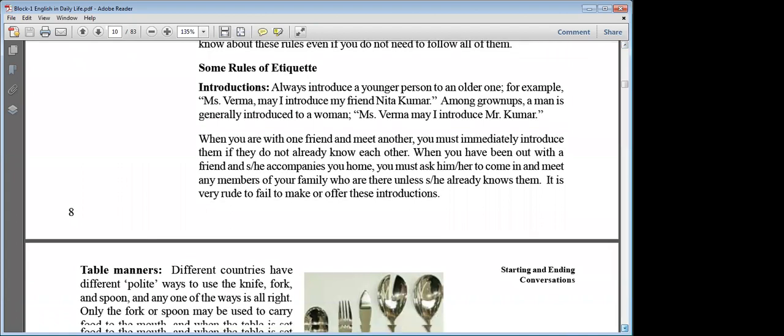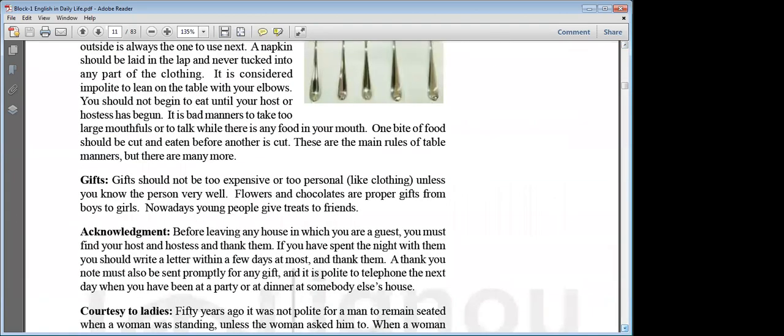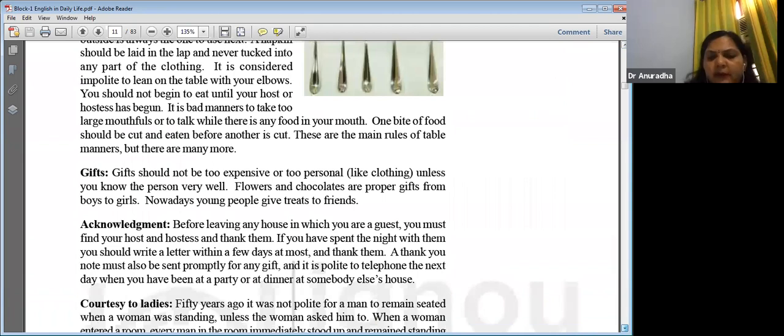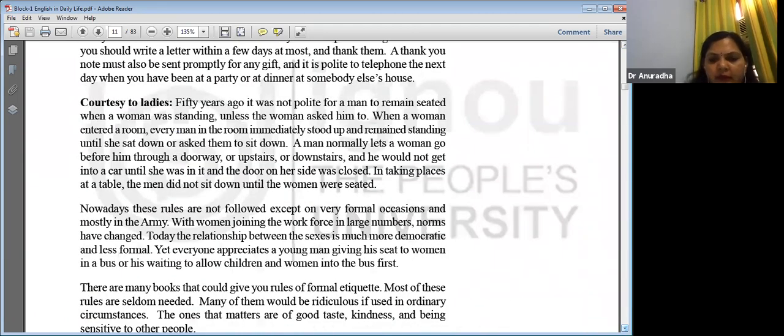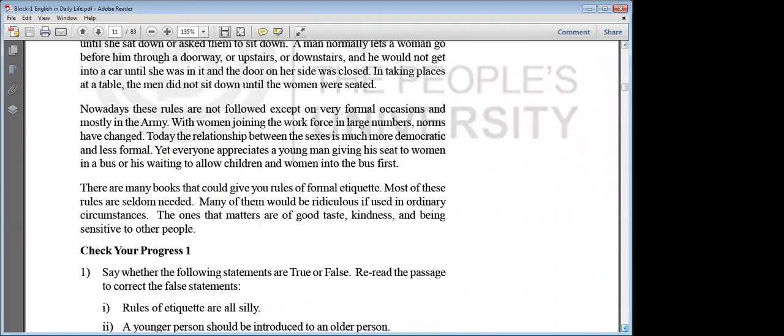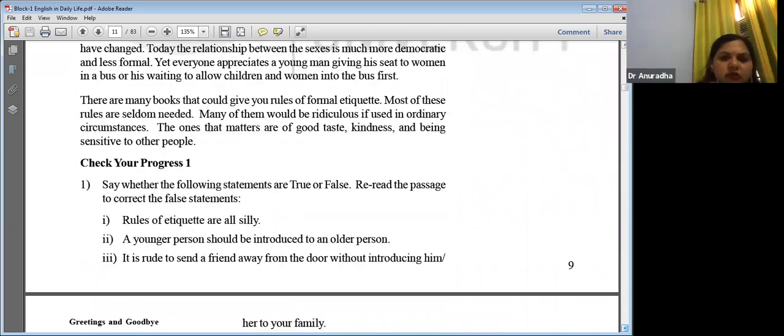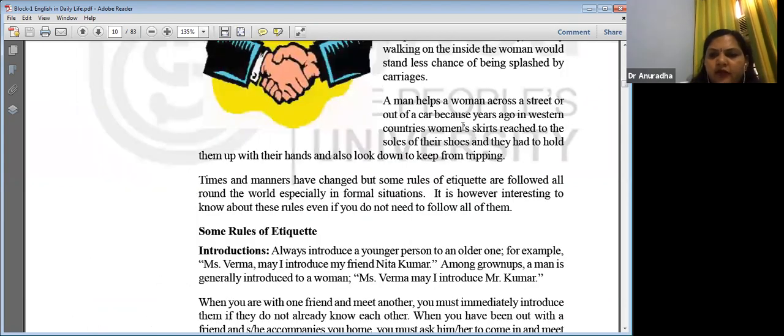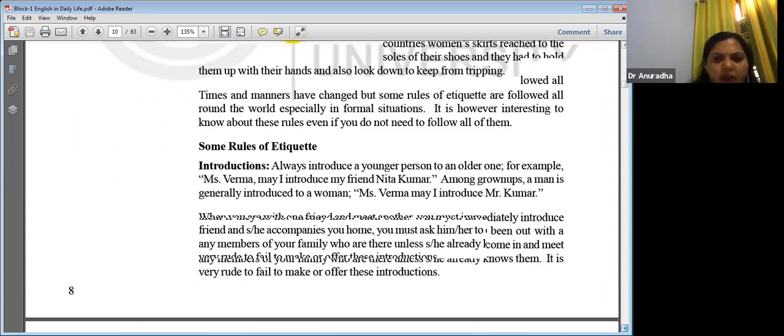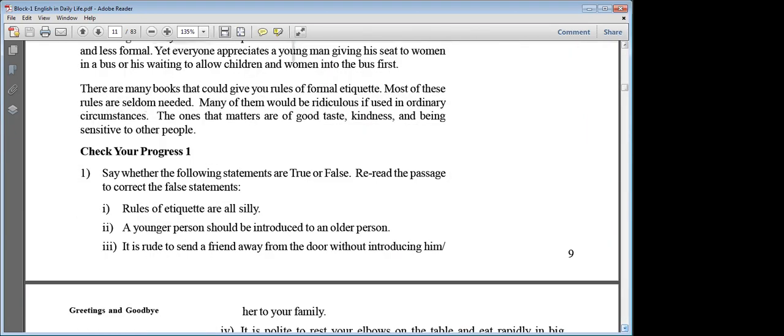Ma'am, basically how questions come in exam? I think there will be paragraphs and you have to answer from them. Okay, ma'am. And then you can also check your progress, say whether the following statements are true or false. It may come in true or false form also. Okay. This is the paragraph. You have to read the paragraph and then you have to answer. And mostly I have seen that comprehension passages come.